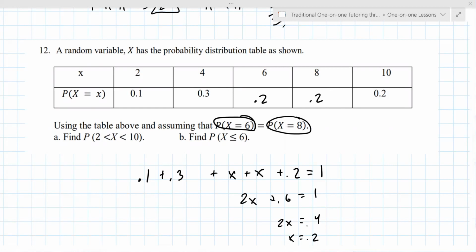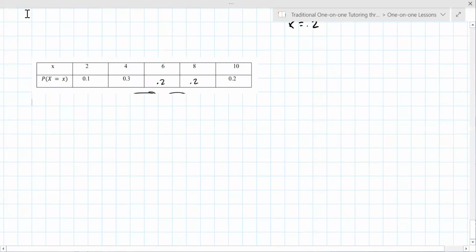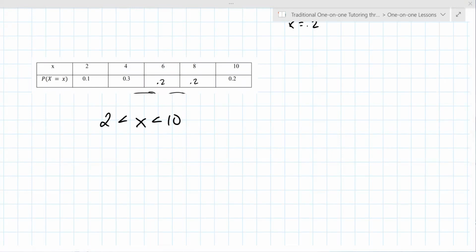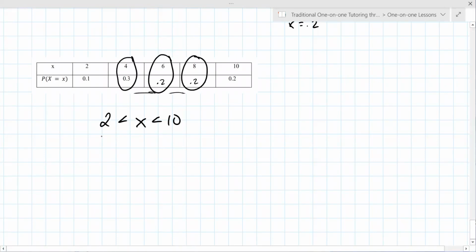And then, I can put this on my calculator, right? You don't need to. This one, you're just going to add up. So, 2 less than x less than 10. We have to figure out which ones that's referring to. Let me do a snip here so I can highlight which ones that is. When you're doing 2 less than x less than 10, it's the 4, the 6 and the 8, but it excludes the 2 on the outside.